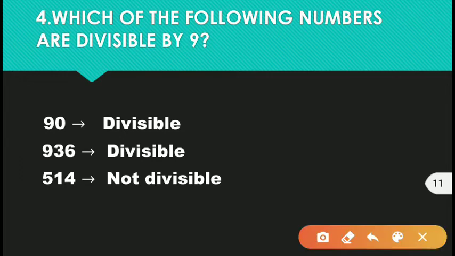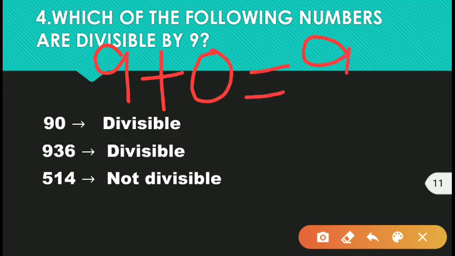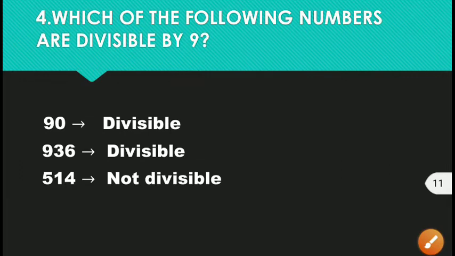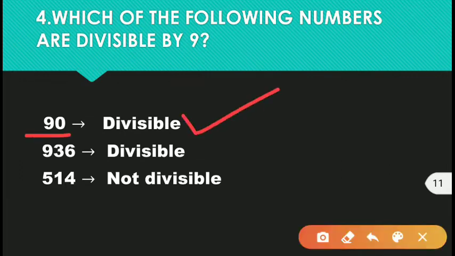Which of the following numbers are divisible by 9? The divisibility test for 9 is the sum of the digits should be divisible by 9. So first is 90. 90 I have already explained in my example. So first of all, do the sum of the digits. 9 plus 0 will give you 9 and this is completely divisible by 9. Therefore, you can say 90 is divisible by 9.